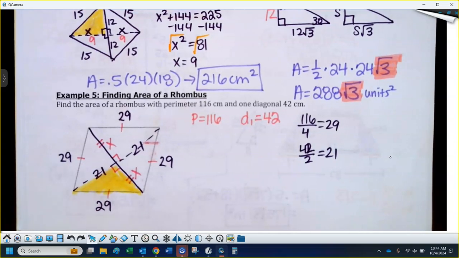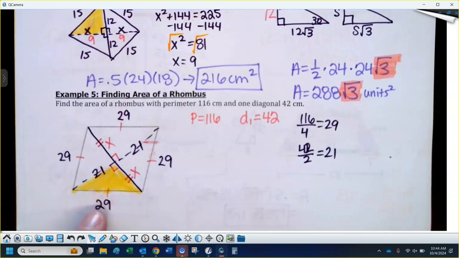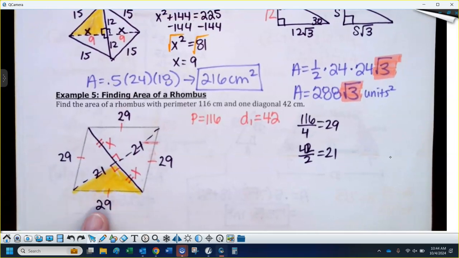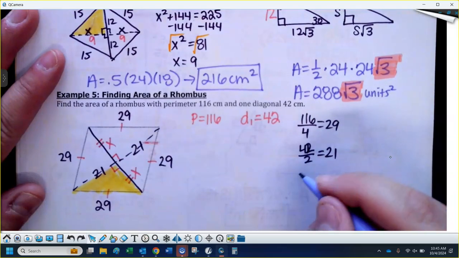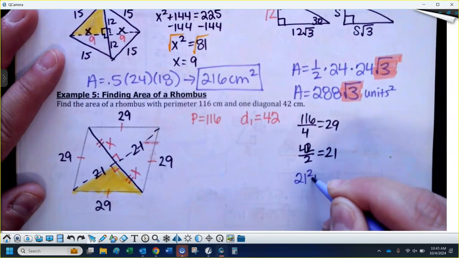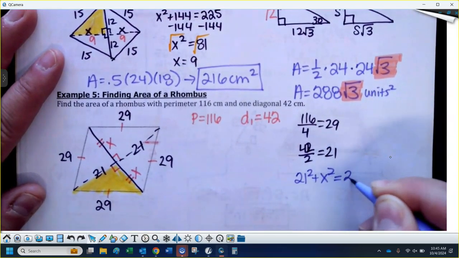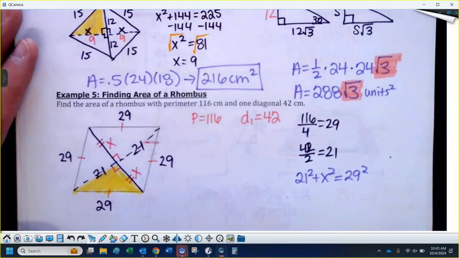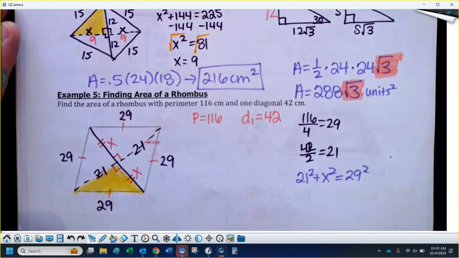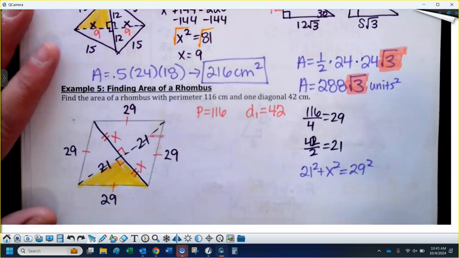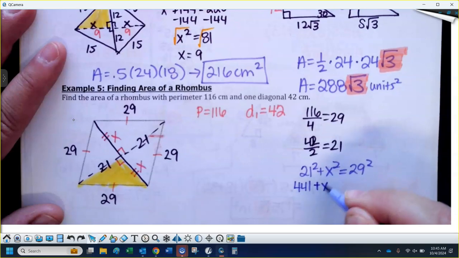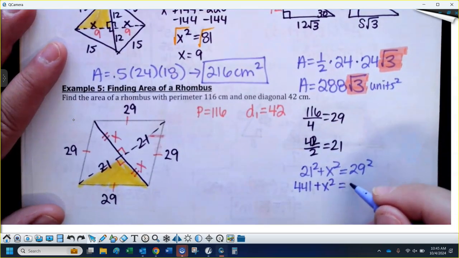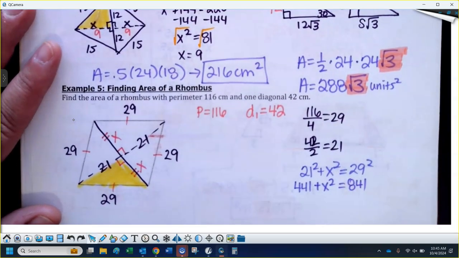Now the key here is the 29, the side length, is across from the right angle. So that would be the hypotenuse in your right triangle there. So I'm trying to get the other diagonal. I'm going to do 21 squared plus x squared has to be equal to 29 squared. We got a little right triangle. Now, these numbers are a little big, but you get a nice answer when you do this. This is 441 plus x squared is equal to 29 squared, which is 841.